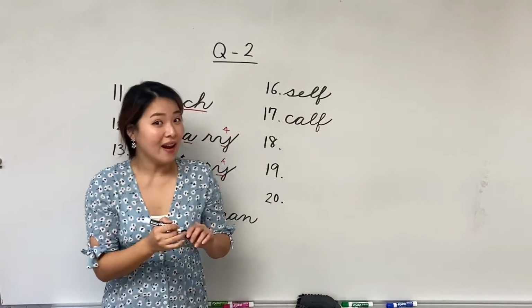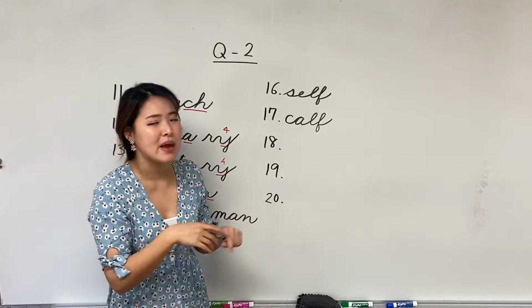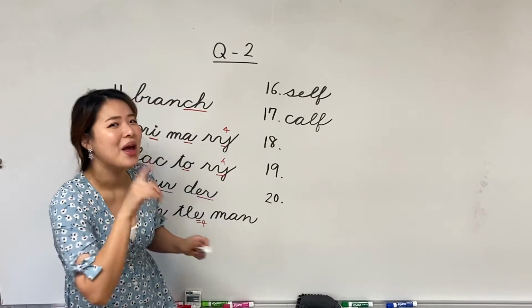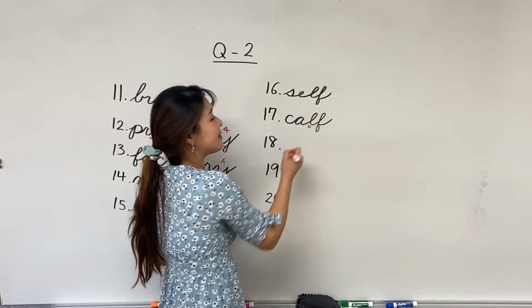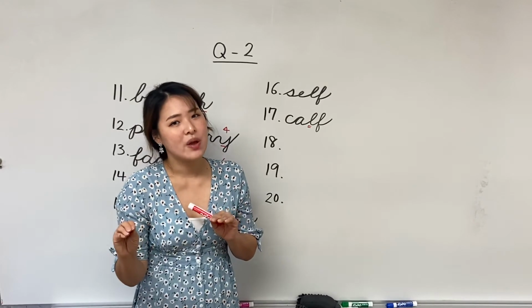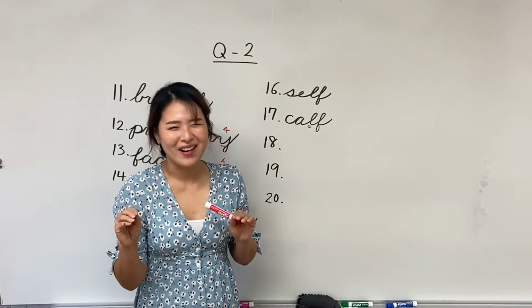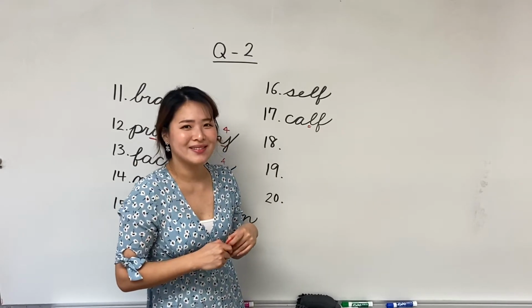Now what do you guys think? It's kind of like calm. Same thing, right? You have to underline the L twice because it's silent. We do not hear this sound when we say calf. We don't say calf, right? So make sure you underline the L twice because it's silent.